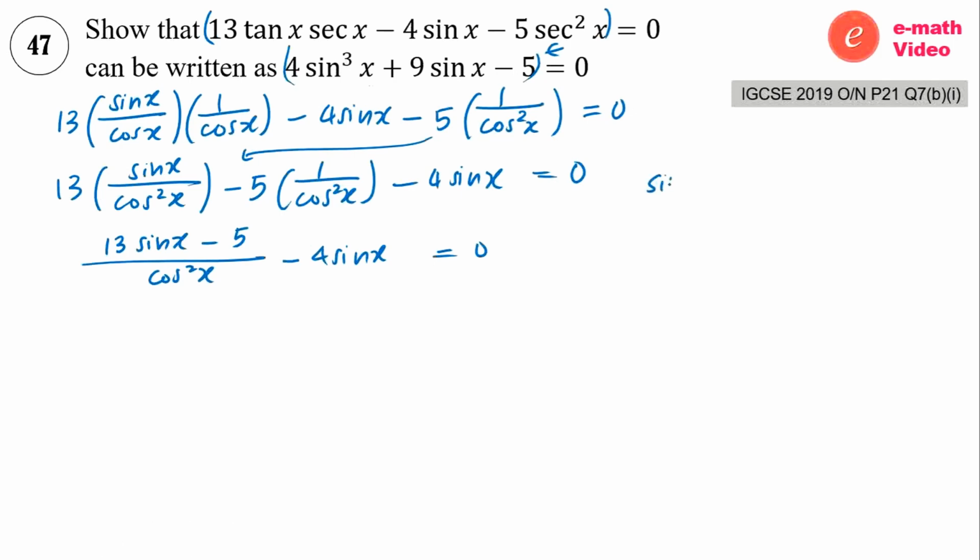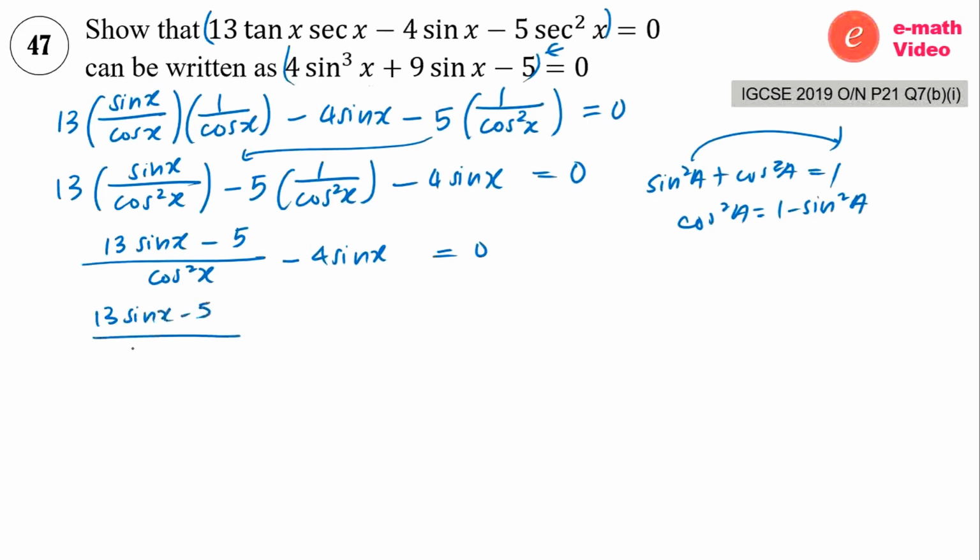Basic identity: sine square a plus cos square a equals to 1. So move this to the other side: cos square a equals to 1 minus sine square a. Alright, so we have 13 sine x minus 5 over 1 minus sine square x minus 4 sine x equals to 0. Very close already, huh? We only have sine now.